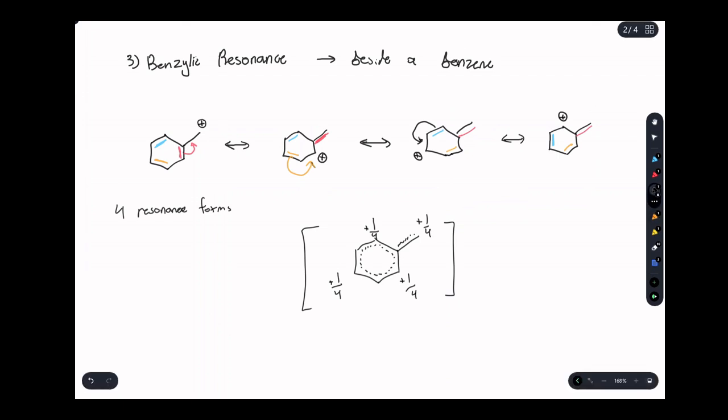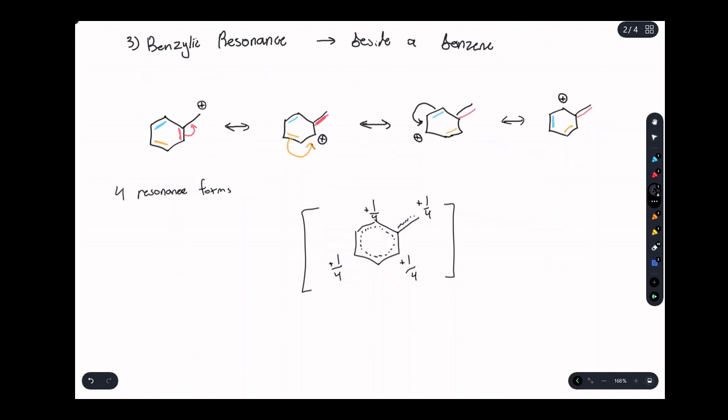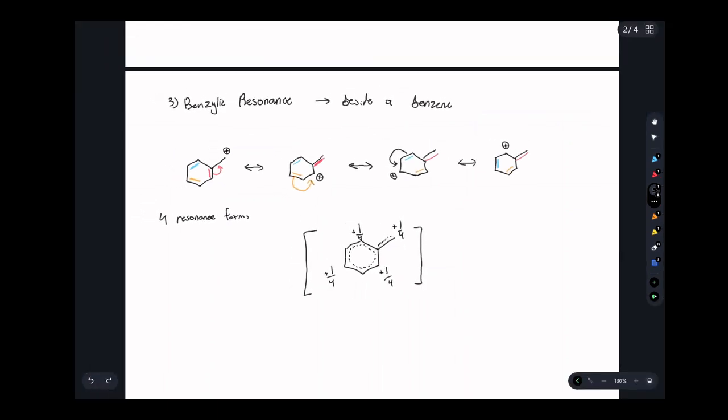For now, this is a good thing to understand, that benzylic resonance is actually more stabilizing than allylic resonance. Benzylic resonance is one of the best types of resonance you can have. With that in mind, we now have a good understanding of how positive charges can be stabilized via resonance. Let's take that understanding and move it towards negative charges.